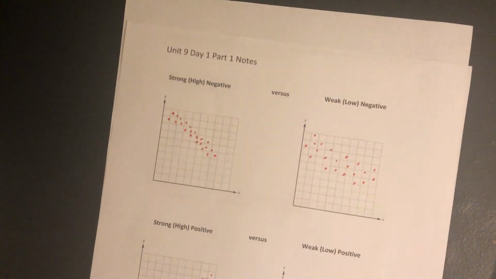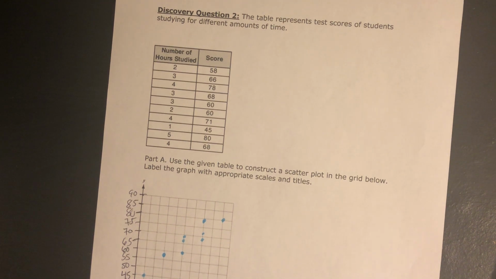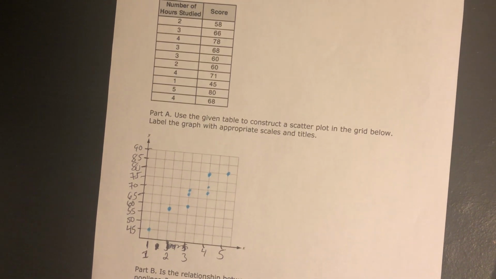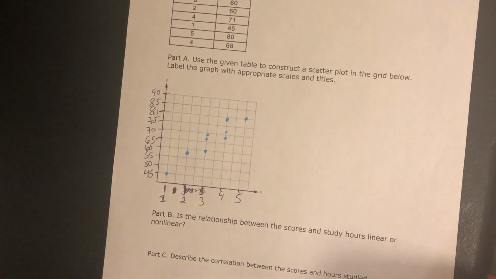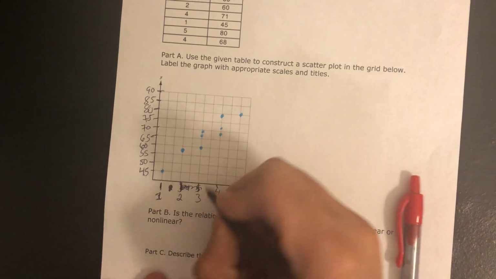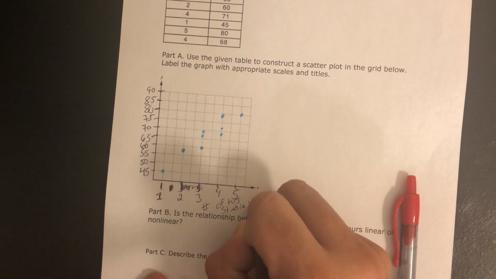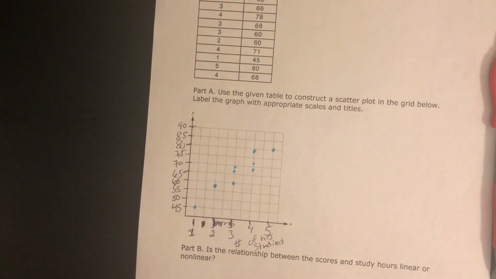Okay? And then the last thing we're going to talk about is discovery question number 2. It says the table represents the scores of students studying for different amounts of time. Part A, use the given table to construct a scatter plot in the grid below and label the graph with appropriate scales and titles. So what I did right here on the x-axis is the number of hours studied, based on the chart. And then on the y-axis, that is the score, their test scores.